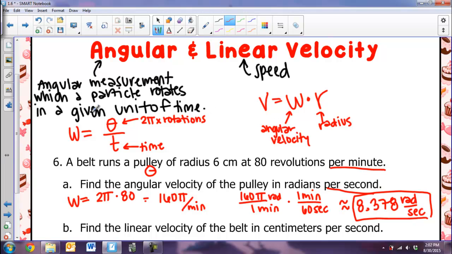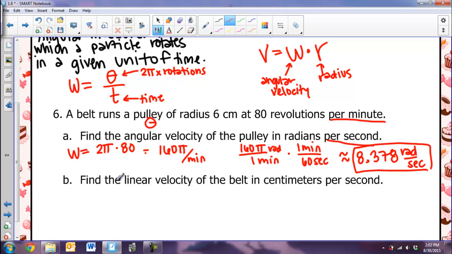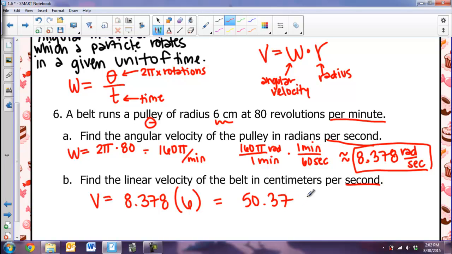Okay, so when I look at this one, since I've already found the angular velocity, to find the linear velocity, I'm just going to take my angular velocity, which is already in seconds, so I'm just going to use that, 8.378, times the radius of your thing, which is 6 centimeters, and you'll find out that this is approximately 50.37 centimeters per second. Okay, so again, when you're looking at these, you just got to figure out how far it's going, or what about the angle.